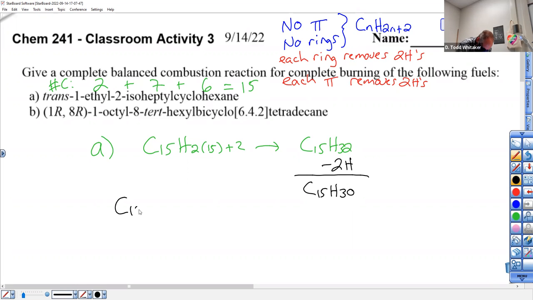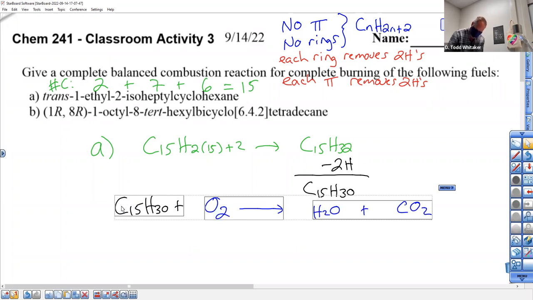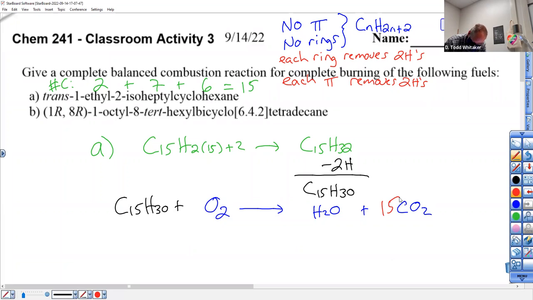Okay, start the combustion. What's the other reactant in a combustion reaction? O2. What are the 2 products in a combustion reaction? H2O and CO2. Order doesn't matter. If you go by C's, you're going to put a 15 in front of CO2. And then H's, how do you get 30 H's? Also a 15. Coincidental, huh?